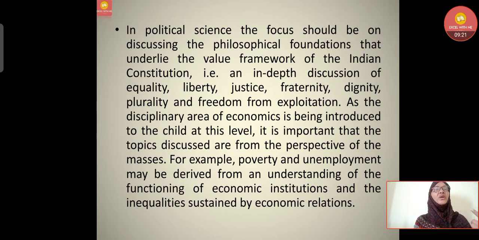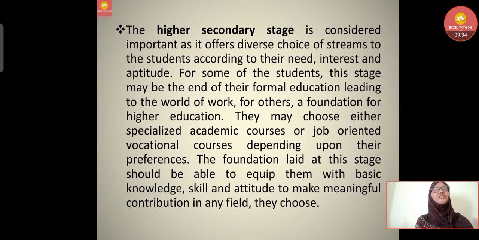For example, poverty and unemployment may be derived from an understanding of the functioning of economic institutions and the inequalities sustained by economic relations. They should understand all the sensitive issues.